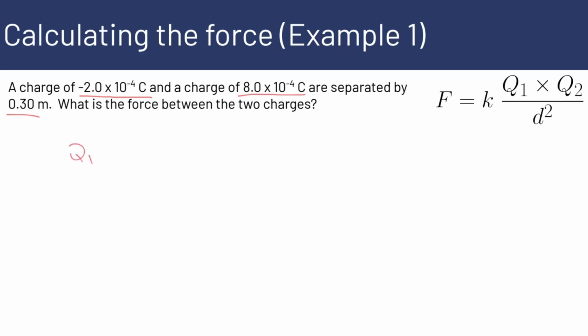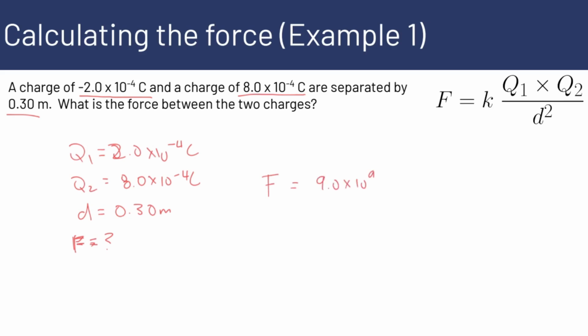So we can say Q1 is equal to 2.0 times 10 to the minus 4 coulombs. Q2 is 8.0 times 10 to the minus 4 coulombs. And then our distance is 0.30 meters. And we're looking for our force. Force equals question mark. Okay, so our force equation is equal to 9.0 times 10 to the 9th, and that's going to be times Q1.